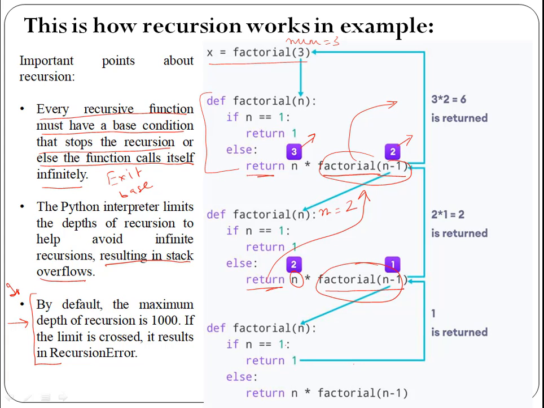This is the important part when you are appearing for interviews, or you are going for MCQs. By default, the maximum depth of the recursion is 1000. And if the limit is crossed, what kind of error will you be getting? Recursion error, right? So recursion error, and the maximum limit of depth of recursion is 1000, and this is a very big value. Python is so strong that it allows the depth of recursion to be 1000.